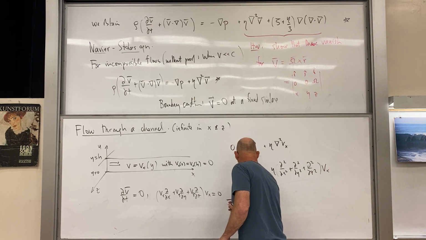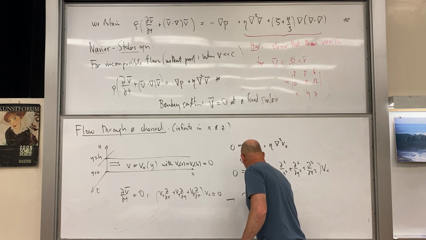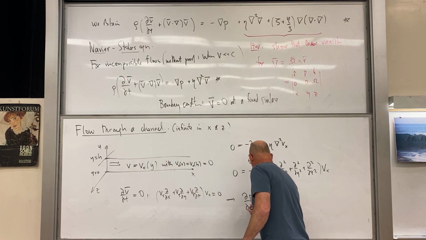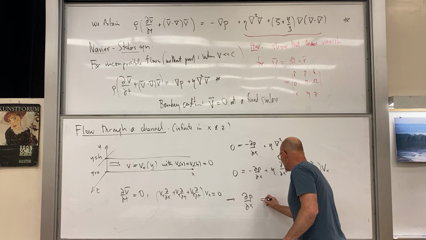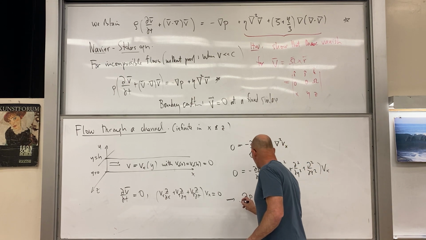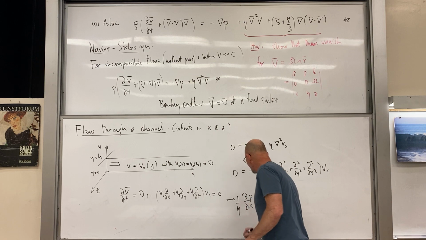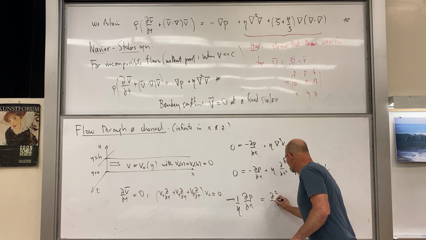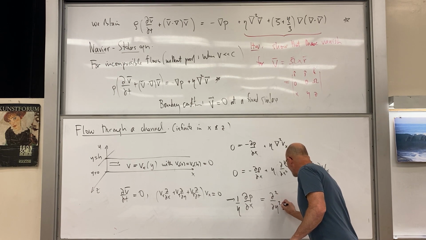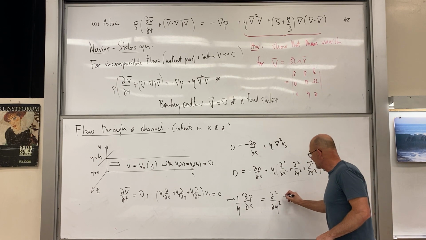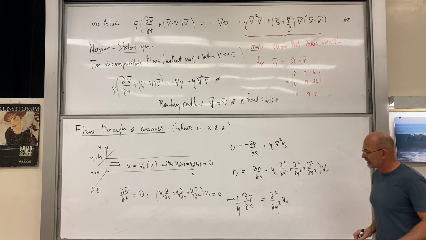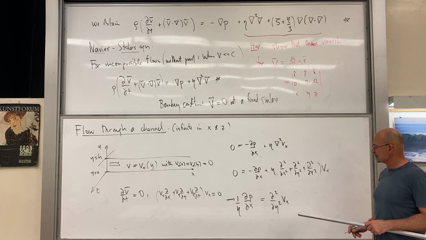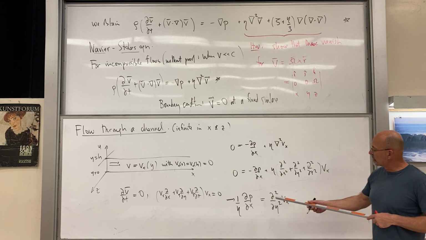So let's look at what we have here. I'll go ahead and put this on the left side: dP dx is equal to, in fact, I'm going to divide by eta while I'm at it, 1 over eta dP dx is equal to d squared dy squared of Vx. Good. So far so good.